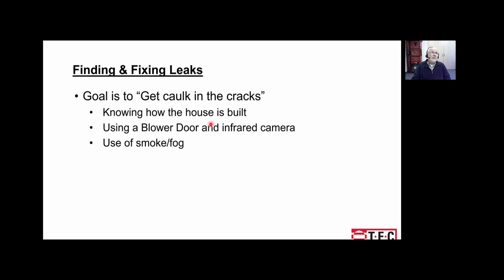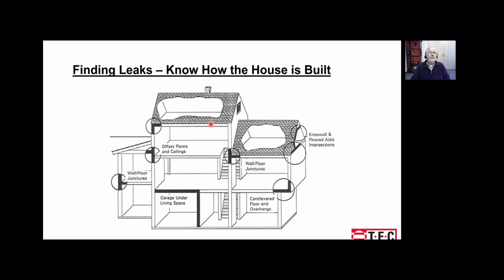Probably the most important is knowing something about how houses are built, and of course particularly the house that you're working on. But also we'll talk about using a blower door and an infrared camera together, and then the use of smoke and fog of various types.